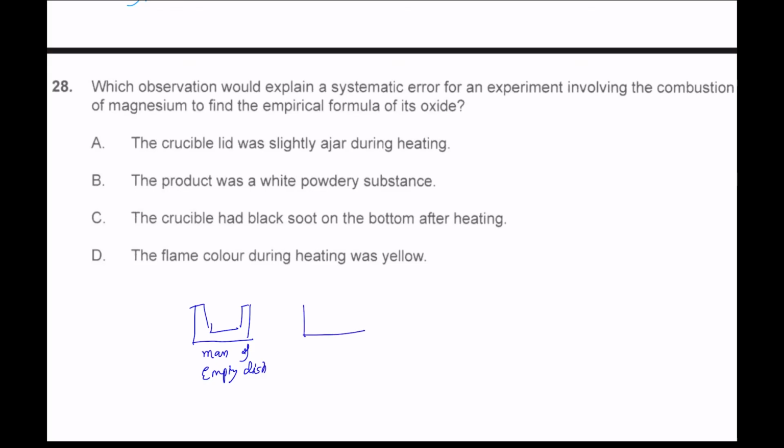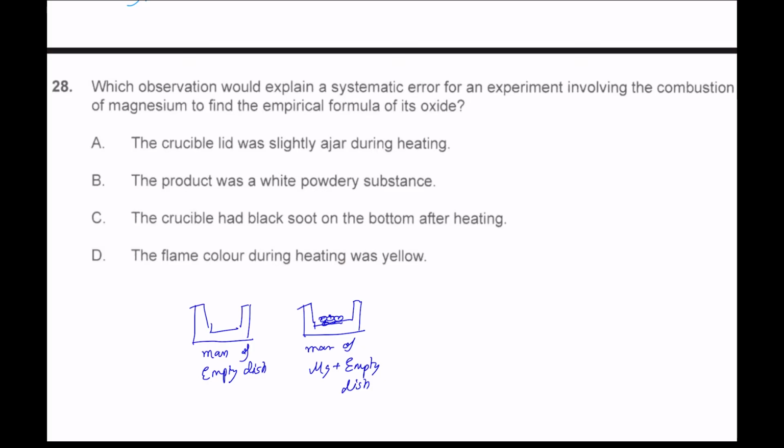Okay. Then we put the magnesium in the empty dish, and then we measure the mass of this, which is the magnesium, right? Mass of Mg plus empty dish. So how do I get the mass of Mg? I'll simply subtract the mass of the empty dish from the mass of Mg plus the empty dish.